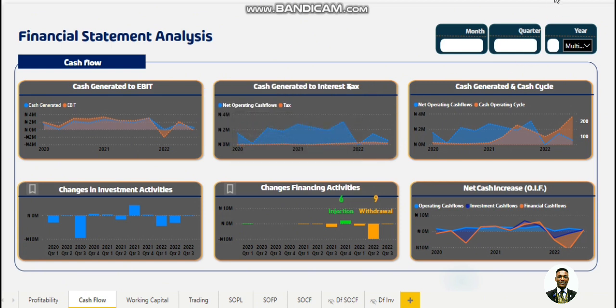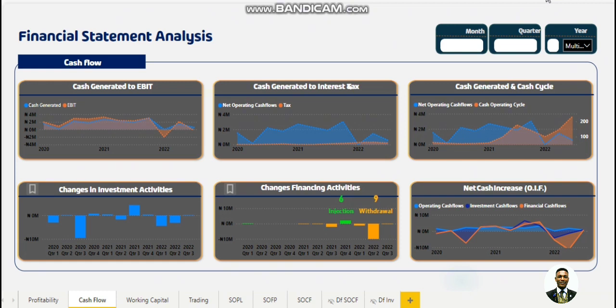Now we look at the net operating cash flow, comparing it with the cash operating cycle. Remember, the net operating cash flow is the total amount of cash that the business had been able to generate during the period, while the cash operating cycle is the number of days it took the business to convert its inventory down to finished goods and down to cash.